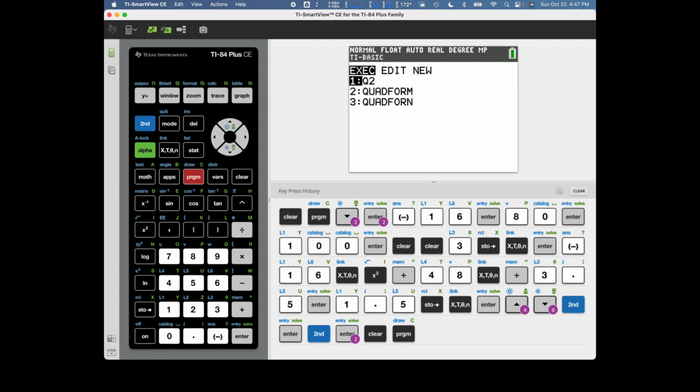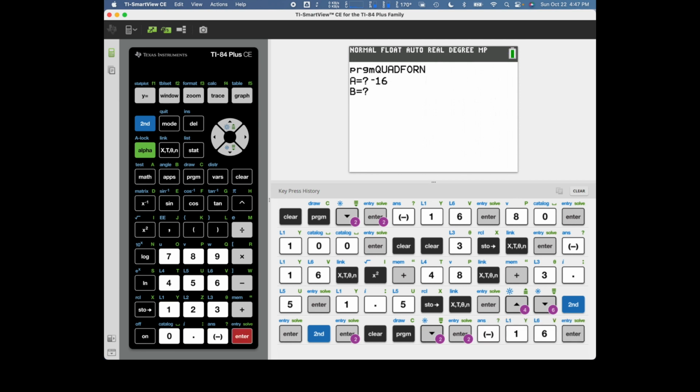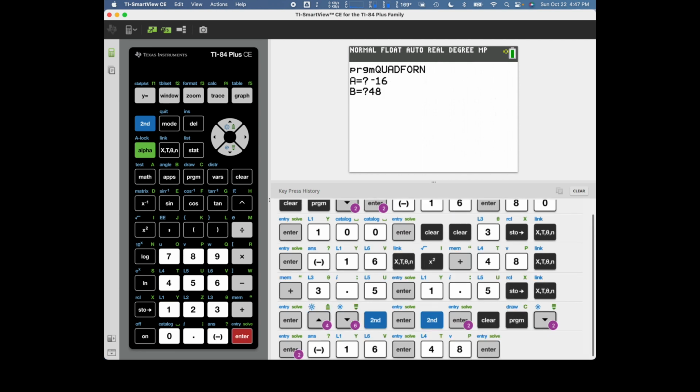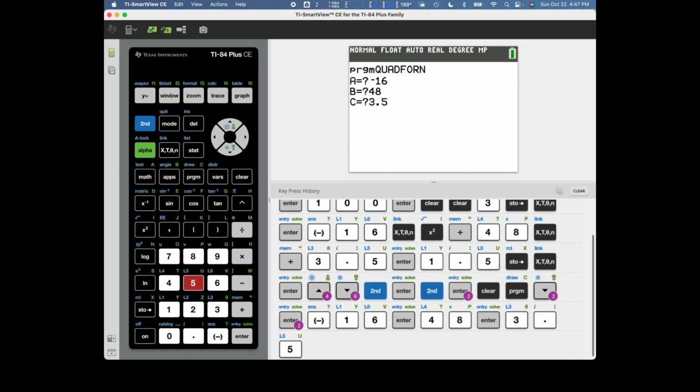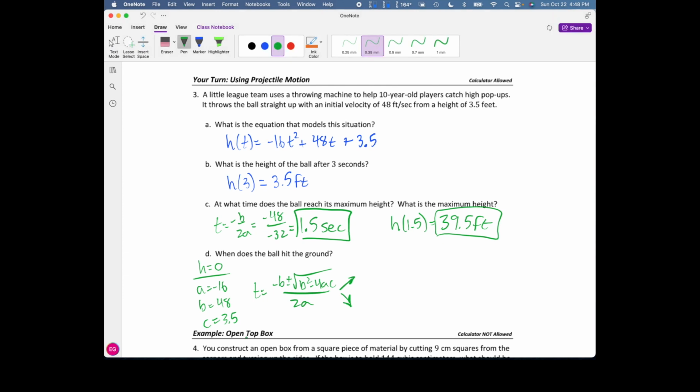So I'm going to do program, my quadratic formula, hit enter, enter the A value, so negative 16, B was 48, and C was 3.5, and we get these two numbers here, okay? So negative 0.07 and 3.07. Negative time doesn't exist, so 3.07 seconds it is. Ta-da! Math. Hopefully you said yay or something like that.